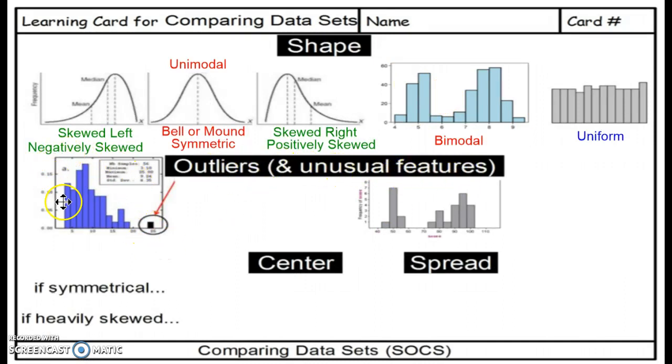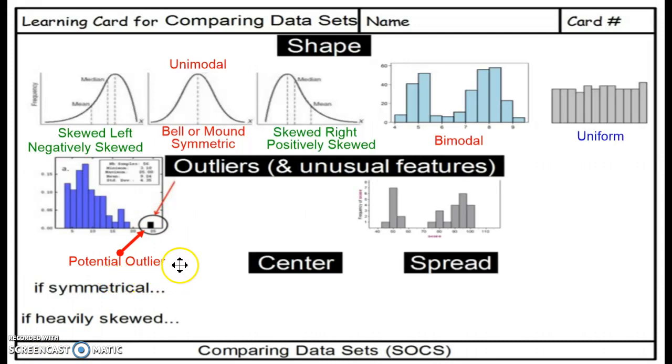All right, what about outliers and unusual features? Well, in this particular case, if we look at this histogram, this right here is a potential outlier because it's separated by a gap. There's a gap here, which gaps, by the way, are unusual features as well. But because of that gap, this one value over here by itself might be an outlier. Now, the important thing to keep in mind when we talk about outliers, unless we actually find fences with the interquartile range, is that we would want to say that this is a potential outlier.